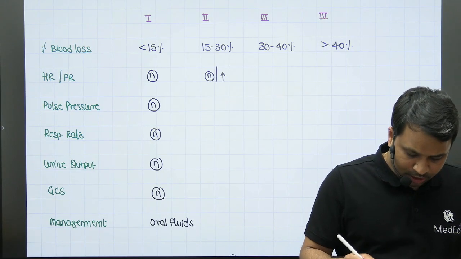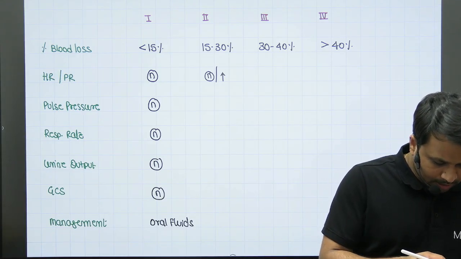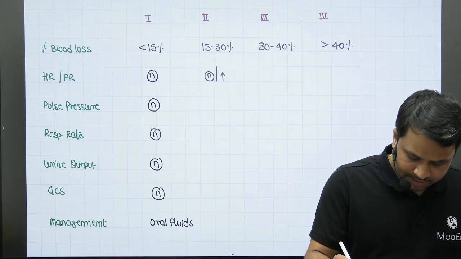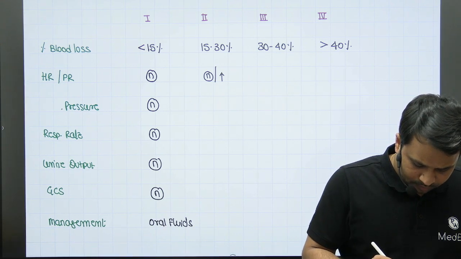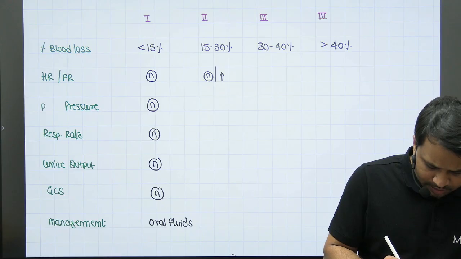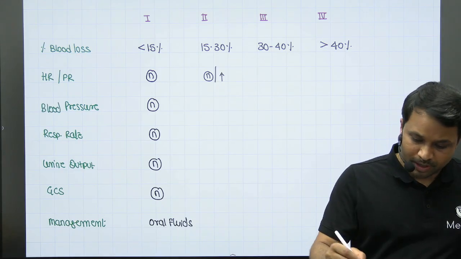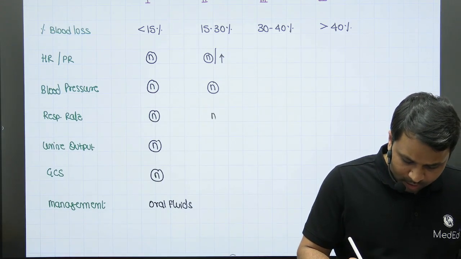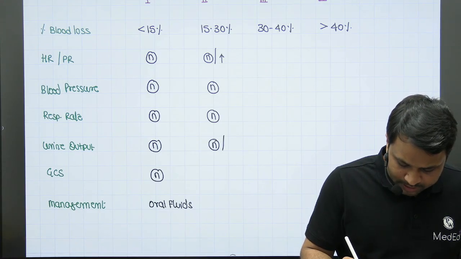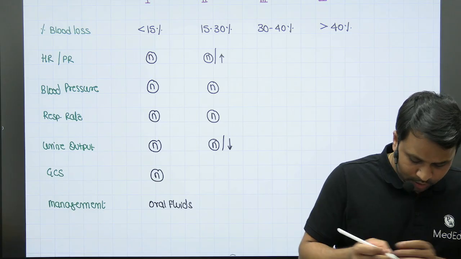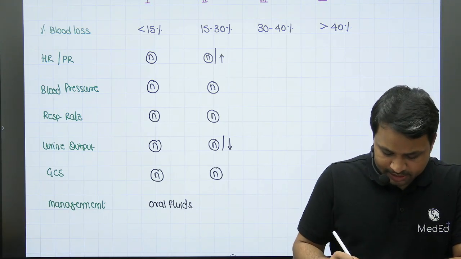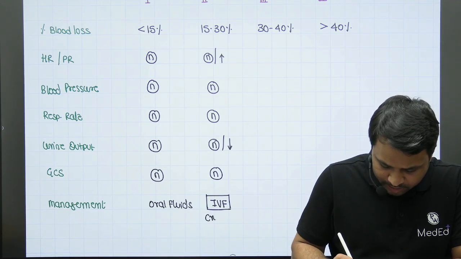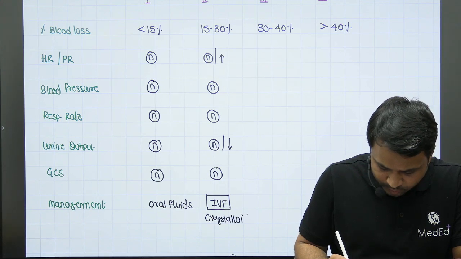The pulse pressure, or I should add systolic blood pressure. So rather than saying pulse pressure, we'll just replace it with systolic blood pressure, or we can say blood pressure here. It is a better parameter, your blood pressure, right? So blood pressure in your class 2 hemorrhagic shock remains normal. Your respiratory rate also remains normal. The urine output may remain normal or start to decrease. The GCS will also remain normal. But here, because there is excessive volume loss, I will start the patient on IV fluids. And the IV fluids that I would prefer here is going to be the crystalloids. I'm going to give crystalloids.